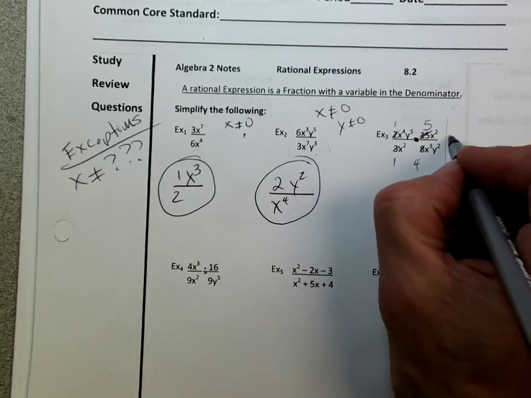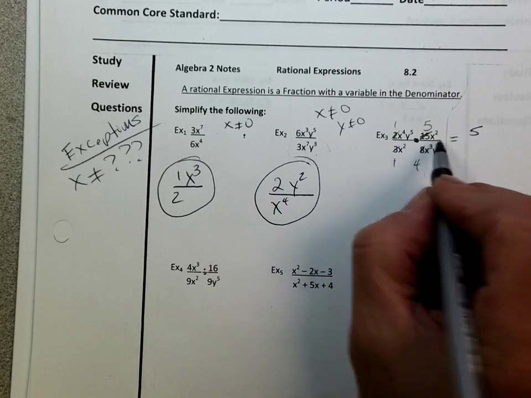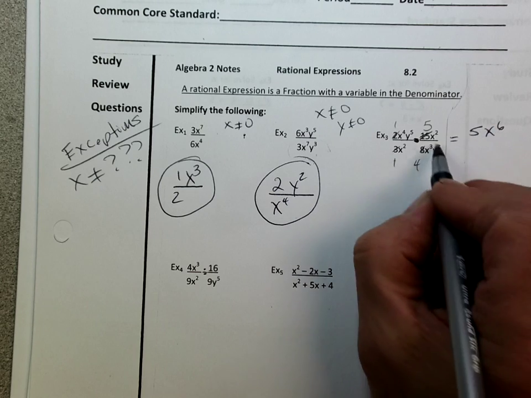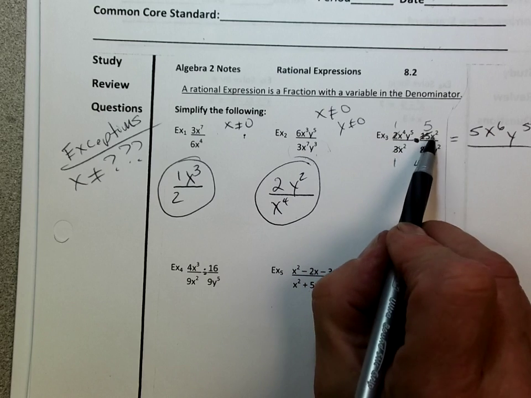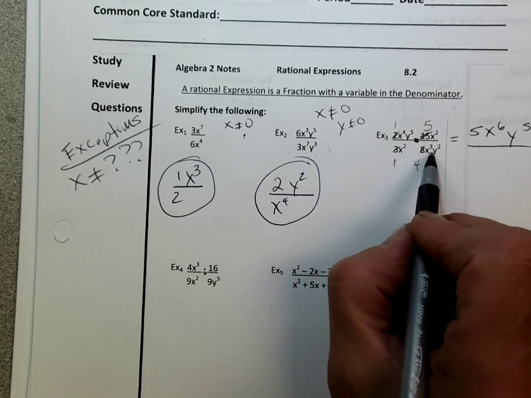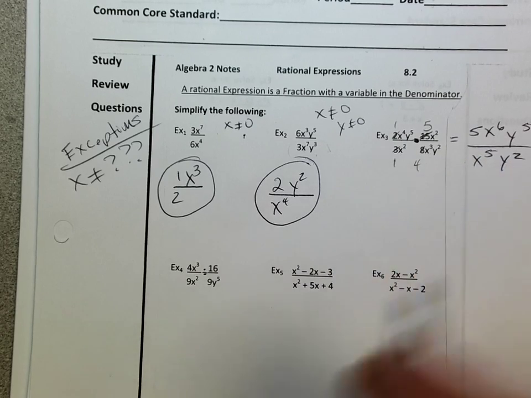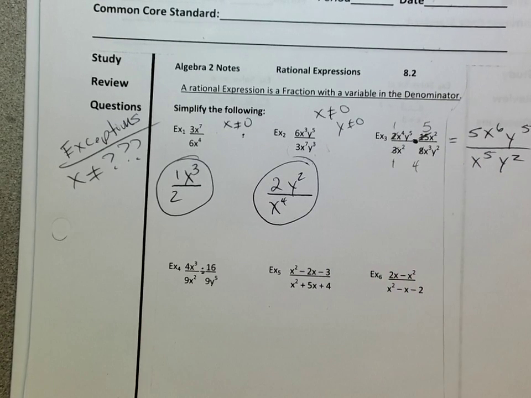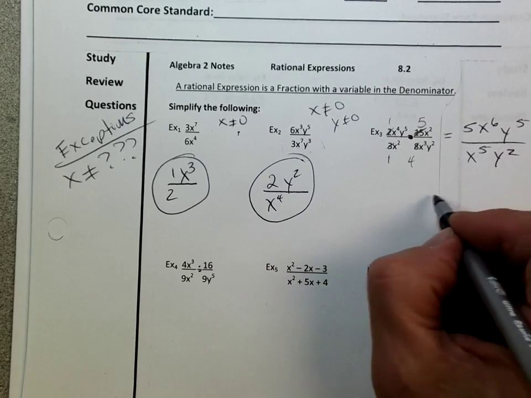So let me go ahead now and multiply straight across. I'd get a 5 on top. I'd have an x to the 6th, y to the 5th. I'm just multiplying straight across. x to the 6th, y to the 5th over, I'll have an x to the 5th over a y squared. Now it gets pretty easy because I'm just going to cancel x's with x's and y's with y's. I can do that.